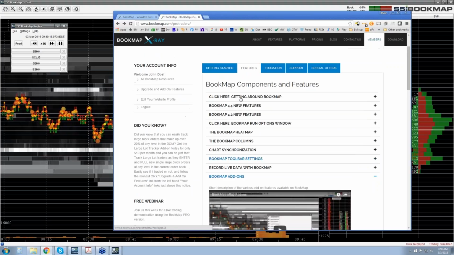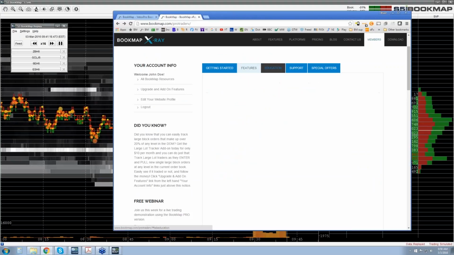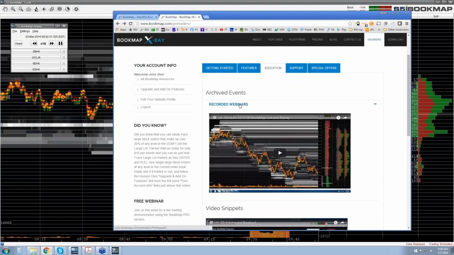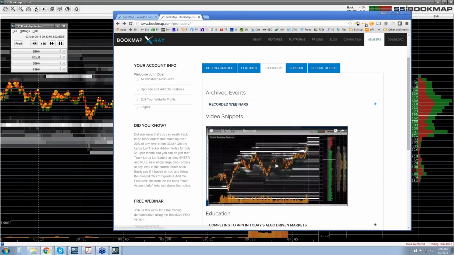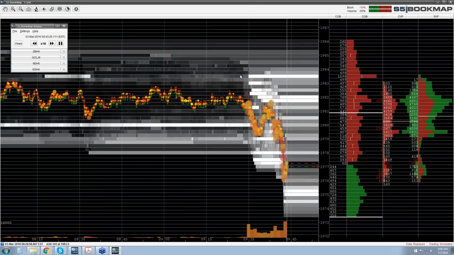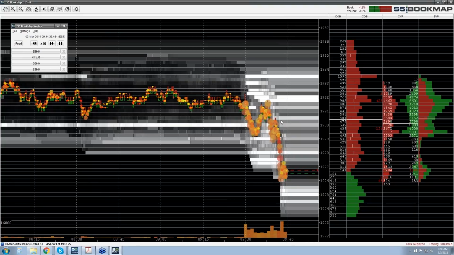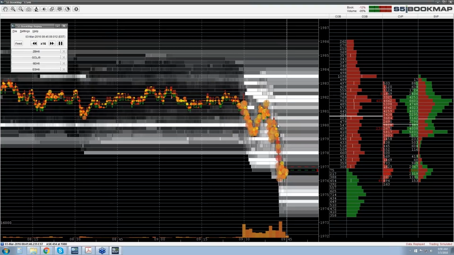I think that pretty much covers it, for the moment. There's always more to go over, always interesting stuff in the market, and BookMap does a pretty fine job of visualizing that information for you.